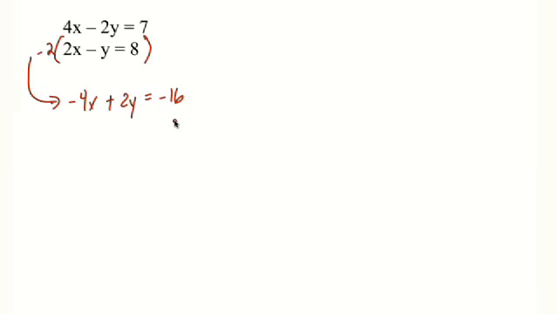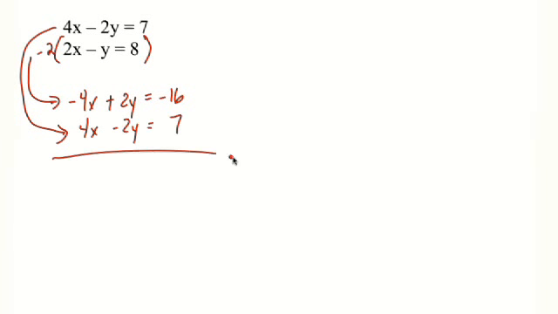Now again, rewriting my top equation: 4x minus 2y equals 7. And something amazing happens here. You lose the x's and the y's. They're all gone. Now, Bill and I have taught this enough to know that students tend to not like that, and they'll just carry something down.